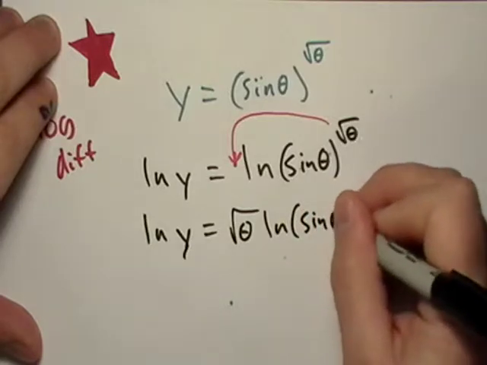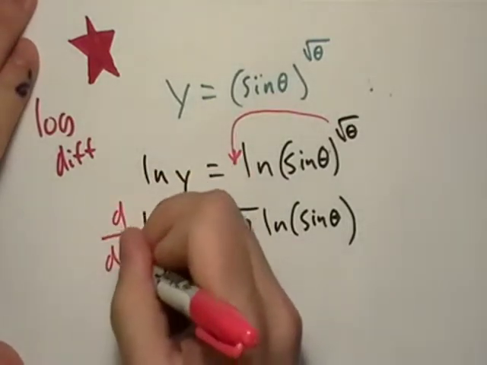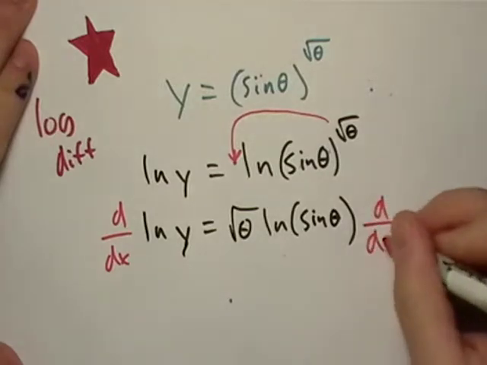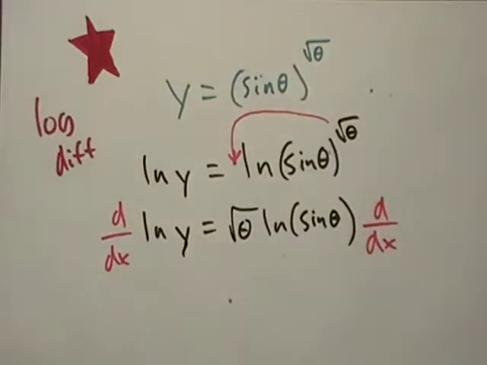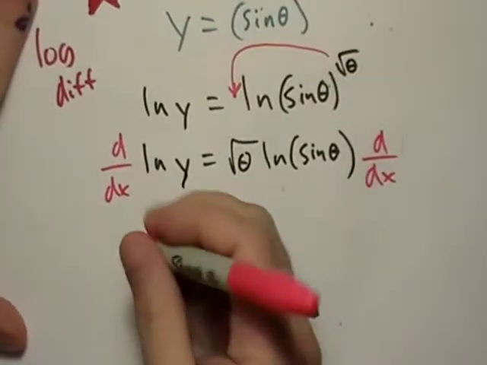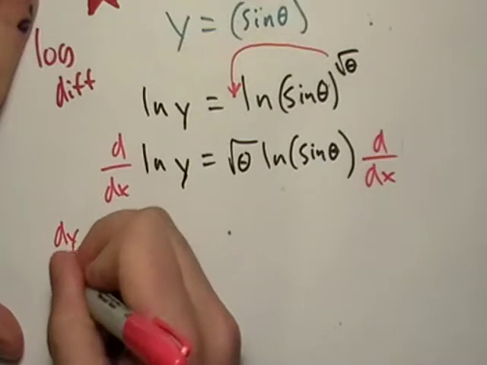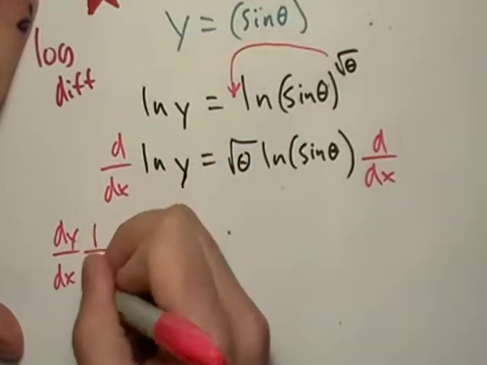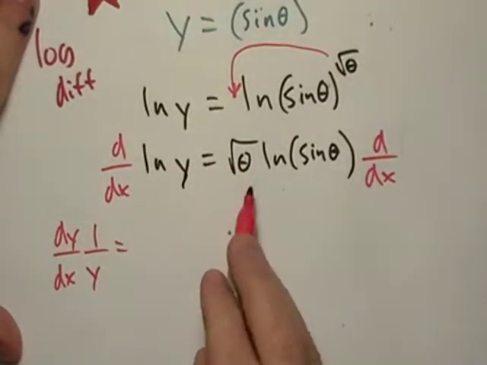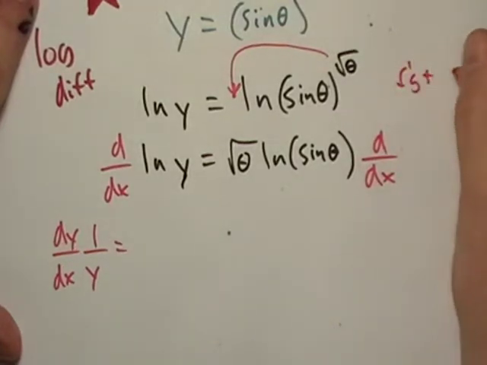Oh, I see why this one's going to be a pain in the butt, because we're going to have to use the product rule if we want to differentiate it. Okay, here we go. dx, we're going to differentiate both sides. So let's go ahead and do that. That's just going to be dy dx times 1 over y, and product rule, I always just write it up here.